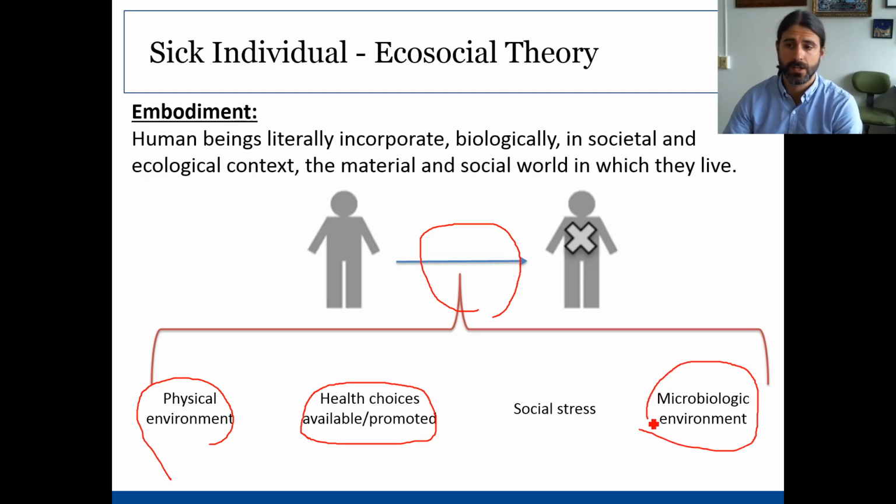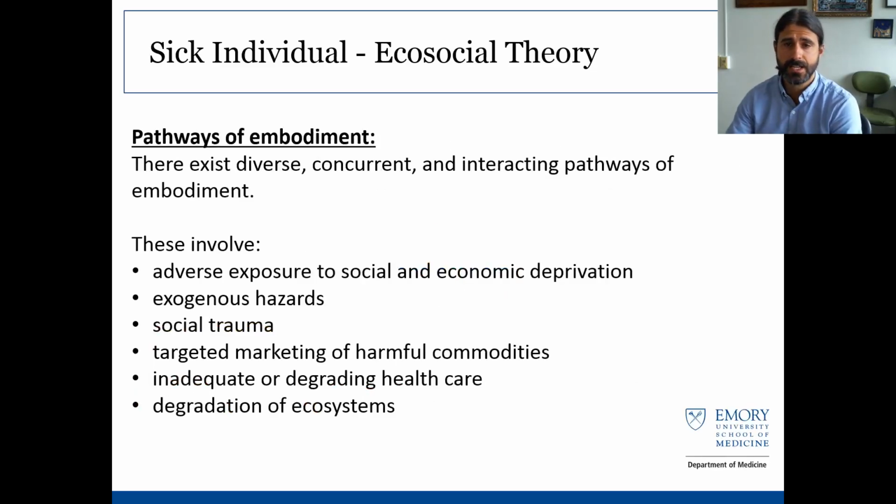This is not all inclusive, but I included several different environments, the microbiome being sort of a hot topic environment today. Second tenet, so there are pathways of this embodiment. They are diverse, concurrent, and interacting. Here's a couple of pathways: adverse exposure to social and economic deprivation, exogenous hazards, social trauma, targeted marketing of harmful or helpful commodities, healthcare systems, and ecosystems.